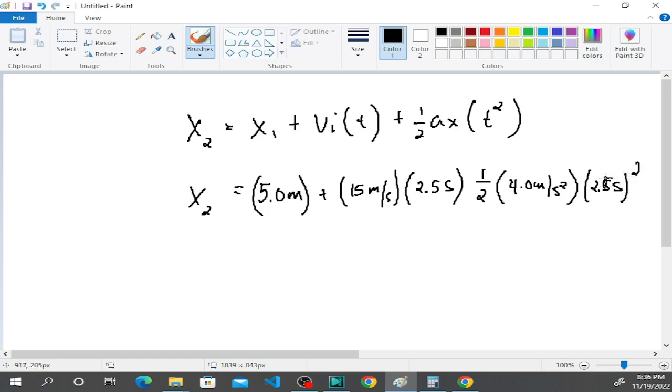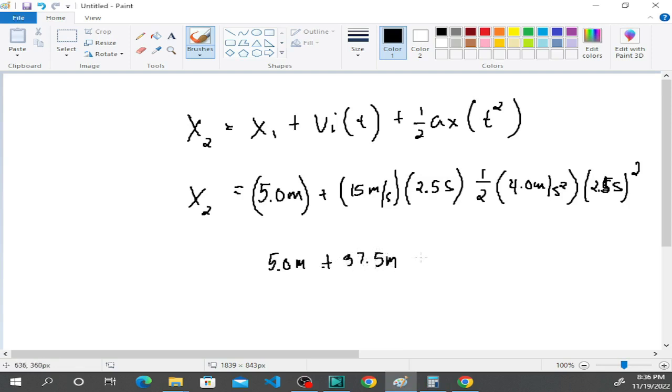So this is 5, okay? Alright, so you know that the unit would be meter. So this is 5.0 meters, times 15 times 2.5. That is 15 plus 15 plus 0.5 of 15. So let's just multiply it. 15 times 2.5 is 37.5.